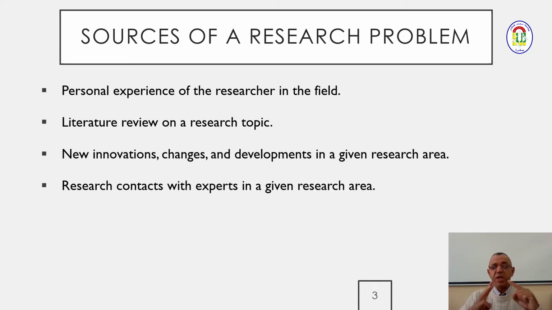That's why, overall, when we talk about how we can come up with a research problem, as we have said so far, we think of three ways: through observation, through experience, or through literature review or reading. Sometimes we can come up with a problem based on changes occurring in our research area. For example, the new innovations, changes, and developments in a given area may give new insights, new ideas, and new assumptions, and at the same time, this may raise new problems to be investigated and researched.